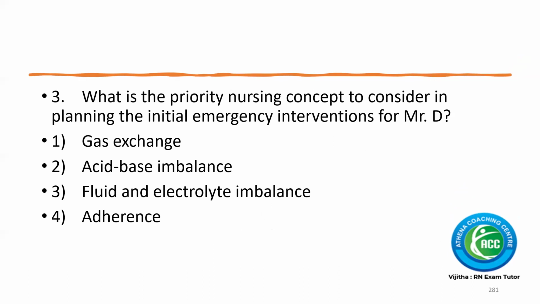Yes, ma'am. This is talking about Mr. D. What is the priority nursing concept to consider in planning the initial emergency intervention for Mr. D? So this is an emergency treatment, right? What you have to think about as the first concept: gas exchange, acid-base imbalance, fluid and electrolyte balance, and adherence. Fluid and electrolyte imbalance. Why?